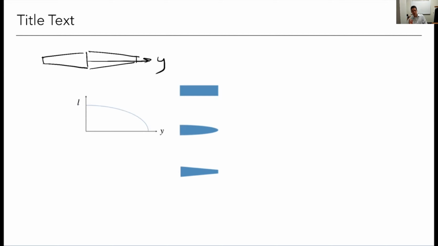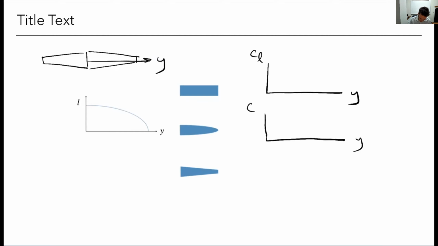Okay, so I said for any shape, I can get an elliptic lift distribution. So there we go, we've got an elliptic lift distribution, and I did it with 3 different wings. One was rectangular, that's the top. The middle one is an elliptical, and the bottom one is just a regular tapered trapezoidal wing. Now what I want you to draw here is what does the lift coefficient distribution look like? Okay, and it's going to actually be different for each one.